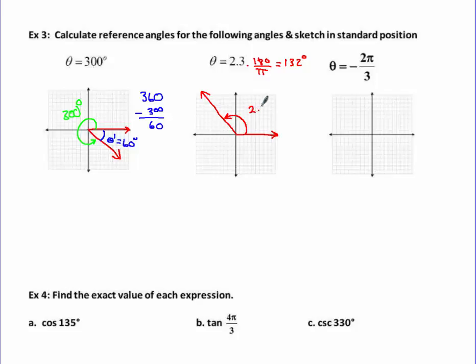It opened 2.3 radians. But what I'm interested in is this. This is my theta prime. And the way we find that, theta prime, when we're in the 2nd quadrant, is we do pi minus theta. So pi minus 2.3. So in your calculator, pi minus 2.3 is 0.84. So theta prime is 0.84 radians.